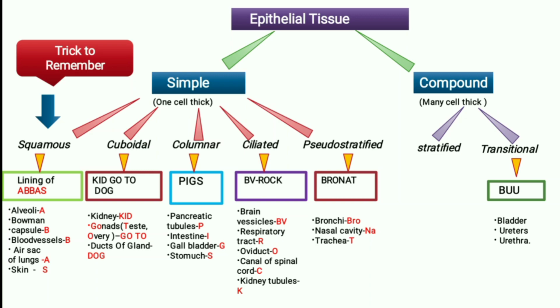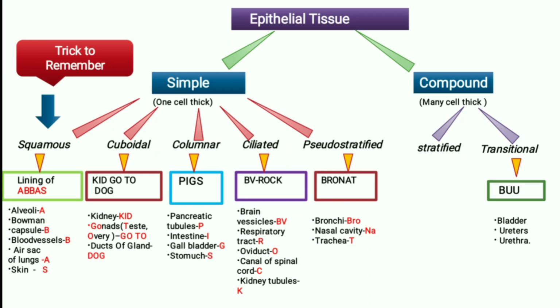Now the simple means one cell thick. In this simple epithelial tissue, you will find all the tissue is in one layer, and in compound you will find the tissues are in more than one layer. So this is compound and simple. Now the simple has further divided into 5 types, that is squamous, cuboidal, columnar, ciliated and pseudo stratified. So let's see the location of squamous epithelial tissue in our body.